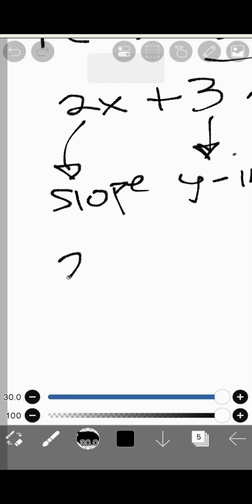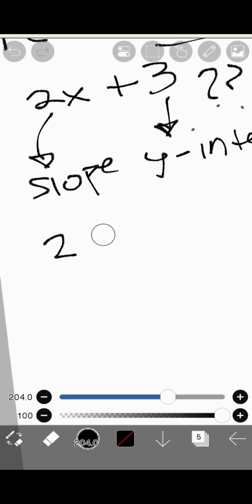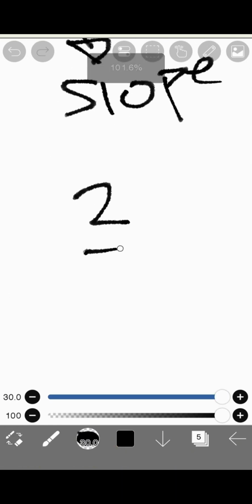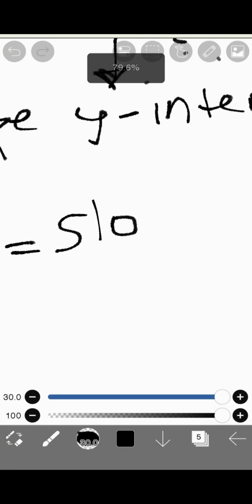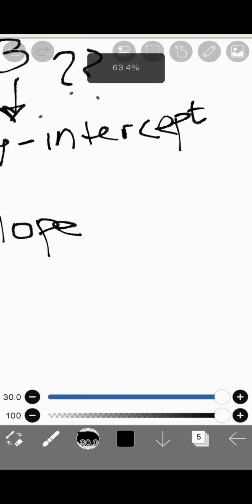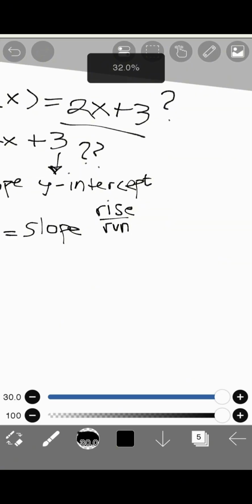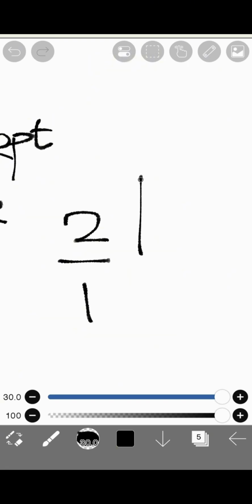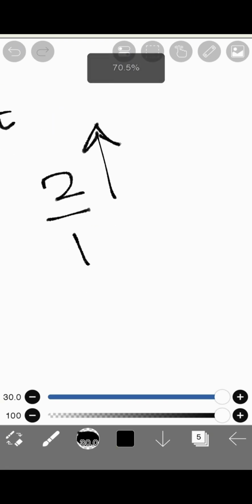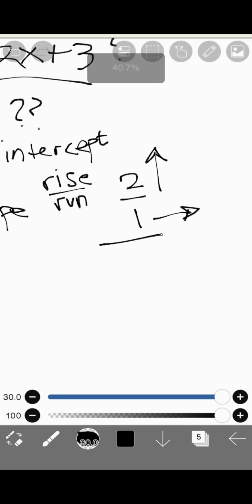So when we say 2x, first we remove the x so you can see. We will always mean 2 over 1. This is our slope. And as we said, our slope is the rate of change where it's rise over run. Our slope is positive, so we say that 2 over 1, the point will go up 2 and it goes to the right once. So this is what we have.